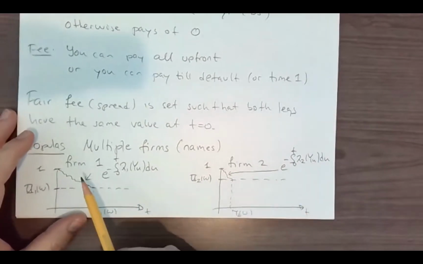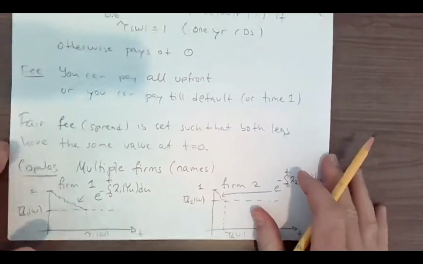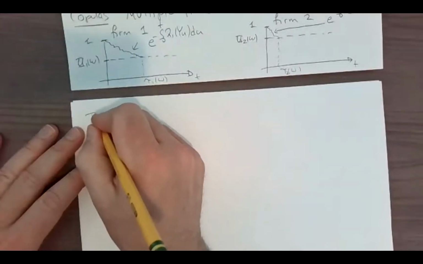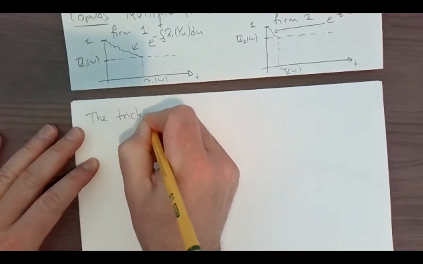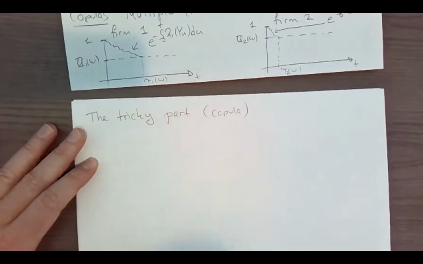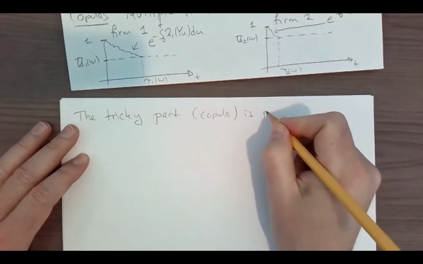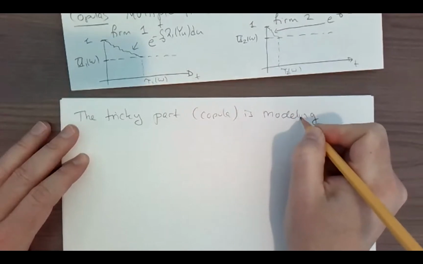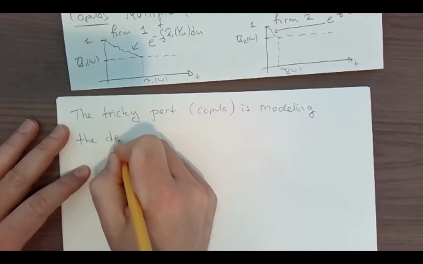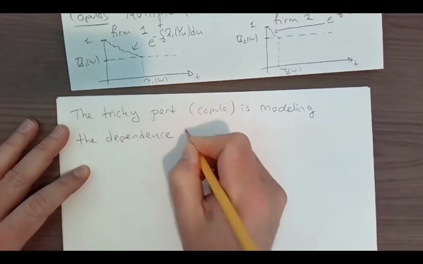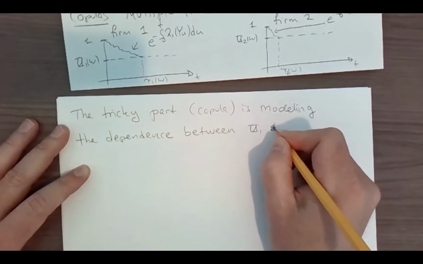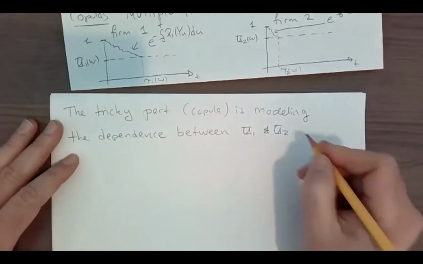Now the tricky part here is these U's. The tricky part, and this is where the copulas come in, is modeling the dependence between U1 and U2.